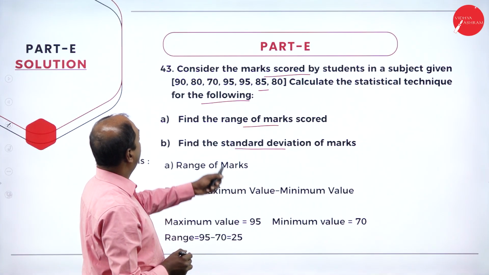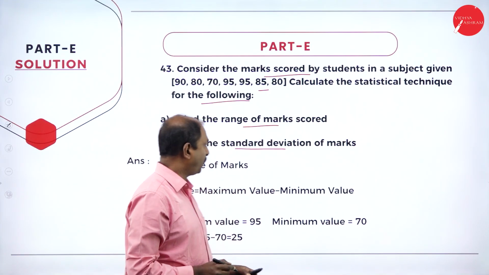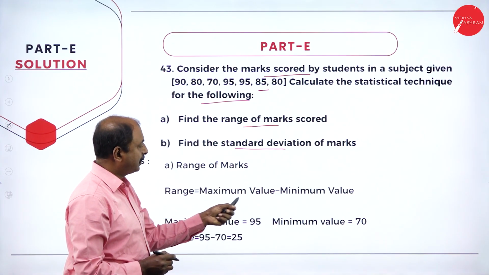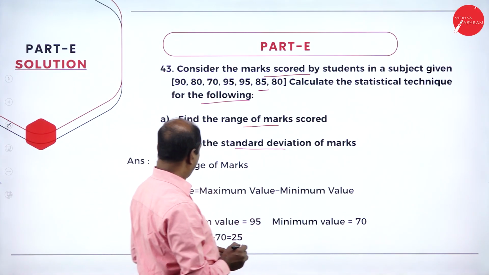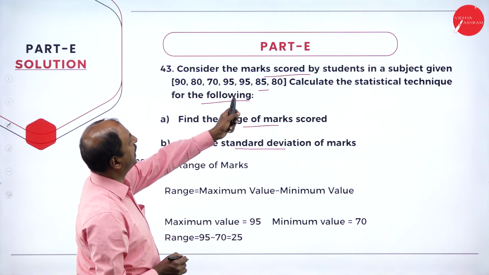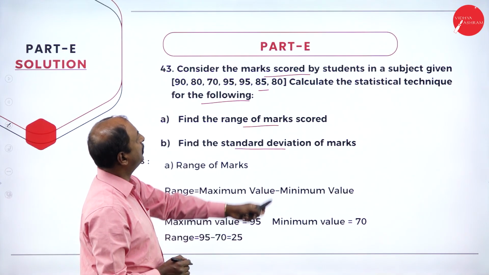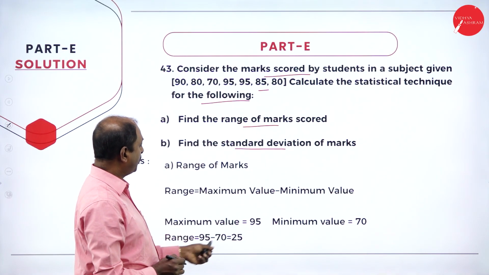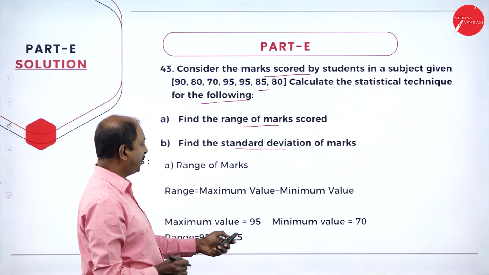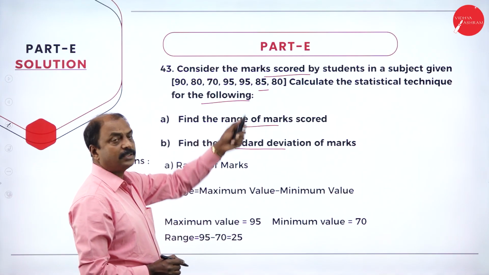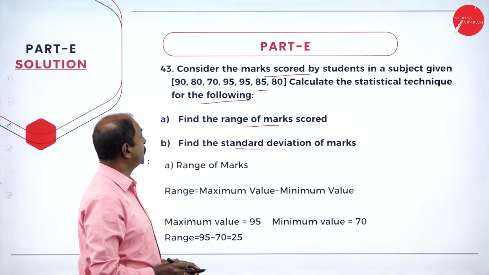So first one is the range of the marks. The formula is maximum value minus minimum value. In this example, maximum value is 95, minimum value is 70. So the difference of this is 25. 25 is the range of this given list of values.